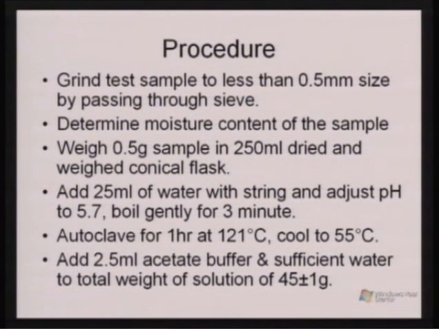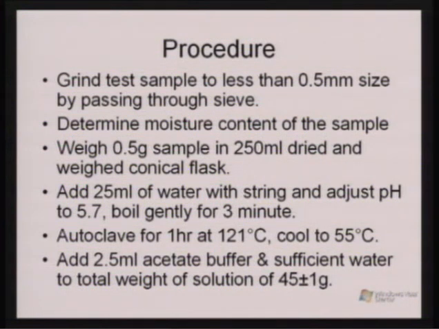Then determine the moisture content of the sample. You need to determine the moisture content of the sample before going for a starch analysis. Weigh 0.5 gram sample in a 250 ml dried and weighed conical flask and add 25 ml water with stirring. While you are adding water, you should stir the contents and adjust pH to 5.7. Here again the pH adjustment is very important.